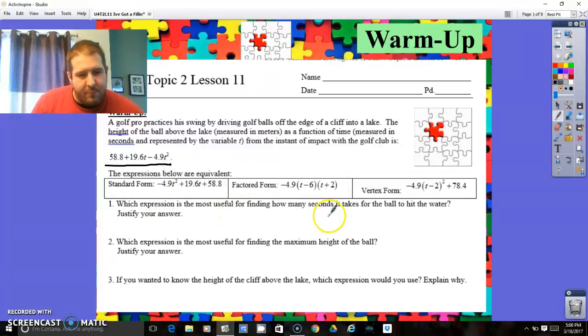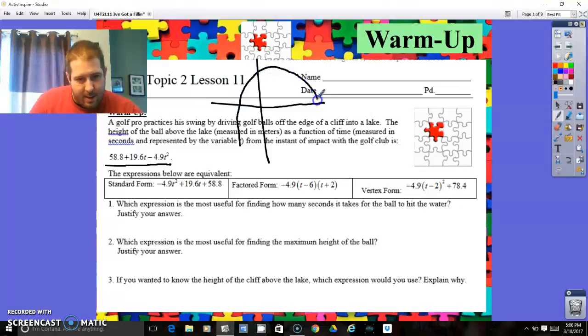Which expression would be most helpful for finding the amount of seconds it takes for the ball to hit the water? Now, if you think about a graph, when the ball hits the water, it has a height of 0. So what you're really looking for are the two intercepts. If the equation looks kind of like this, I'm just making that up, it would be hitting the water right here and right here. And the equation that makes it the easiest to find those two intercepts would be factored form, because the answers would be 6 and -2. As you can see, the factored form is really easy. So factored form is what I would choose for this one.